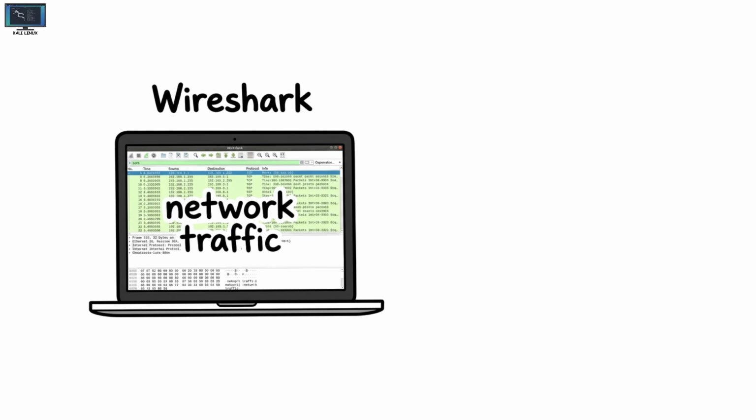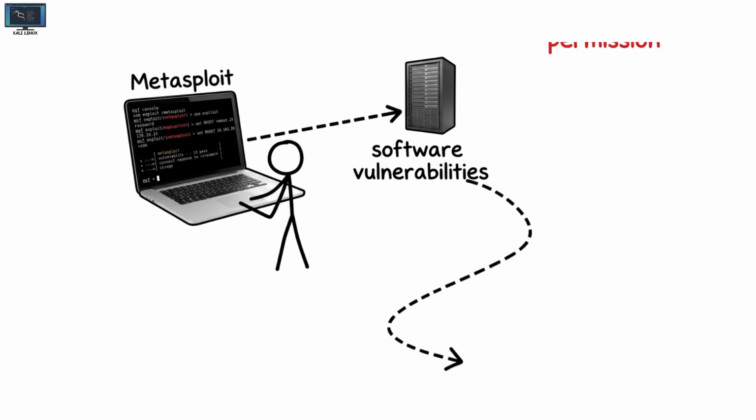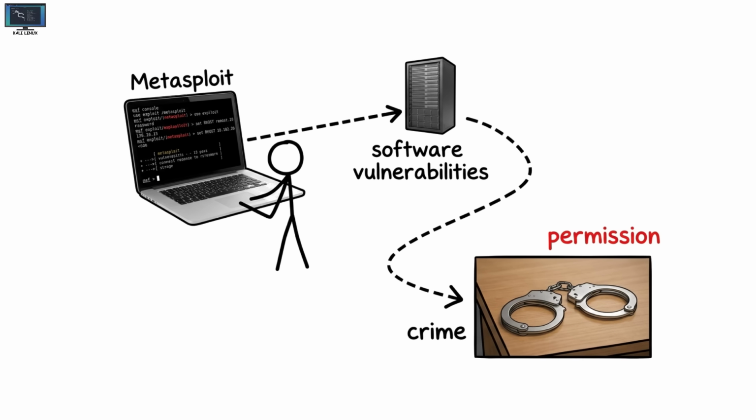Wireshark captures network traffic. AirCrack cracks Wi-Fi passwords. Metasploit exploits software vulnerabilities. If you use these on systems you do not own or have permission to test, that is a crime in most countries.